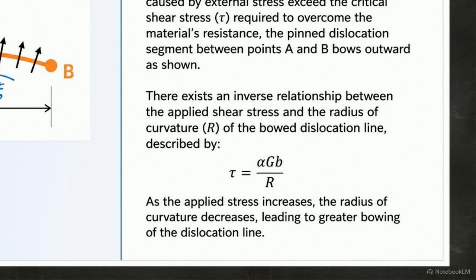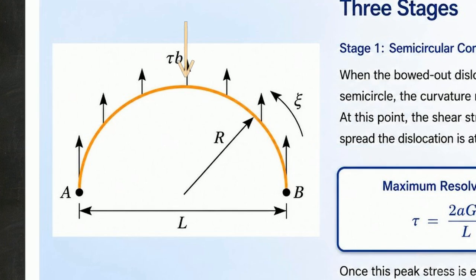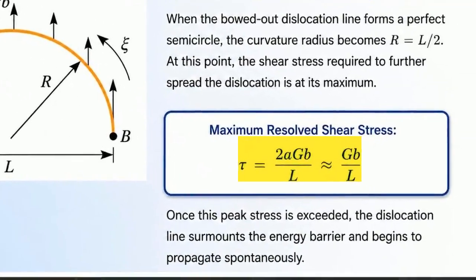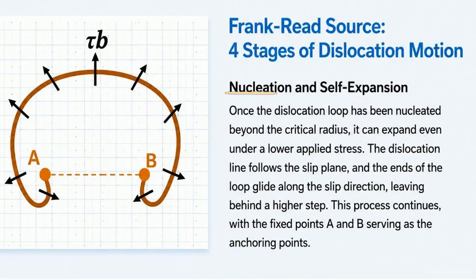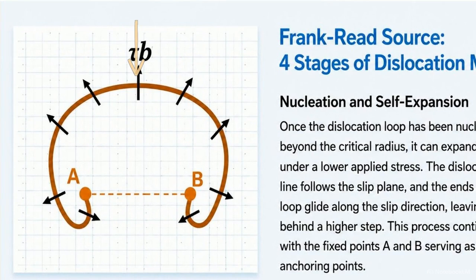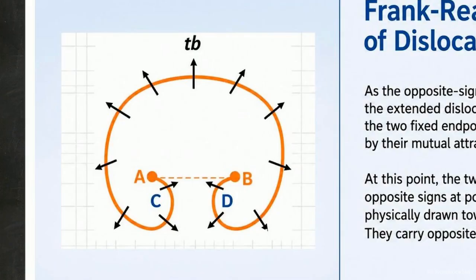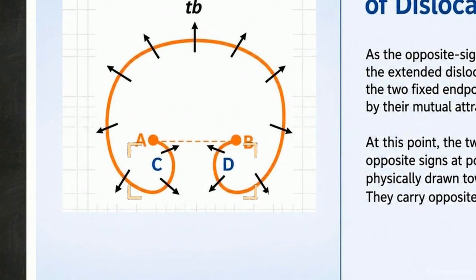This resistance hits a strict geometric threshold exactly when the line forms a perfect semicircle. At this configuration, the radius is half the original pinned segment, and the required shear stress reaches its maximum possible value. Once the applied external load breaks past this peak stress barrier, the physics invert. The dislocation line begins expanding outward spontaneously, driving itself forward even if the applied stress drops slightly. As the loop balloons outward, the trailing segments are dragged and forced to spiral backward. These two ends, C and D, curve tightly toward each other.